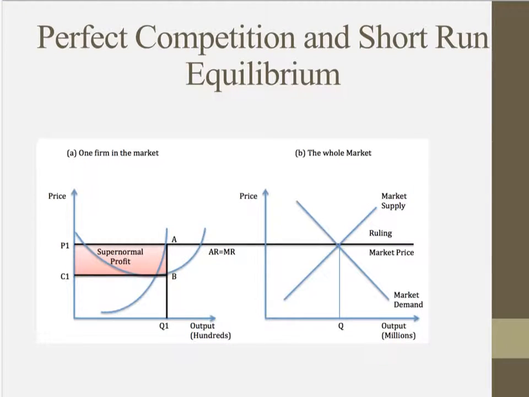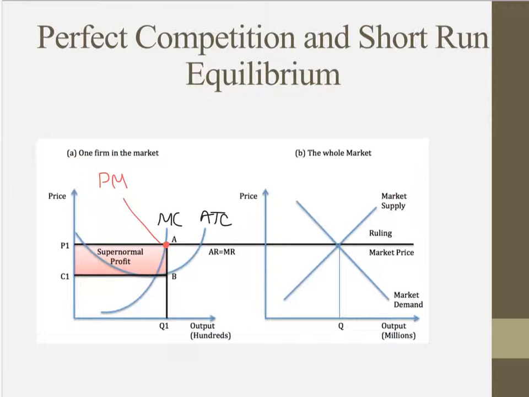So the next thing I want to talk about is perfect competition in the short run equilibrium. So if I just label these curves, you've got marginal cost and you've got your average total cost here. So as you can see, your marginal cost and your marginal revenue curves meet at this point A. Now that's our profit maximizing point. So I'll just put PM for profit maximization. As we know, when MC equals MR, that's our profit maximizing point.